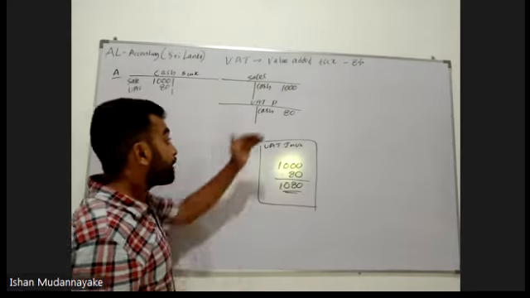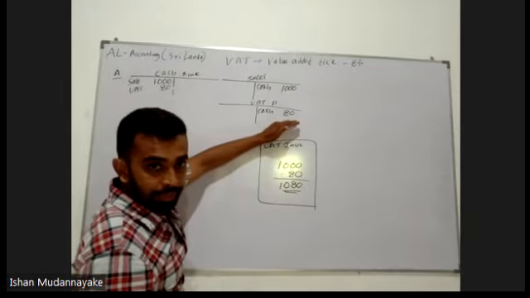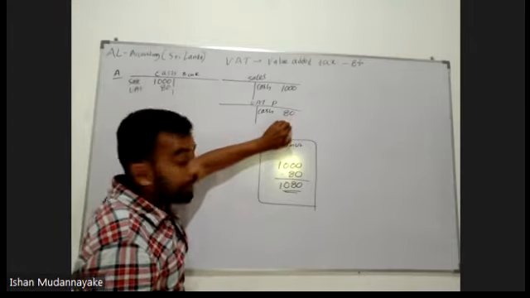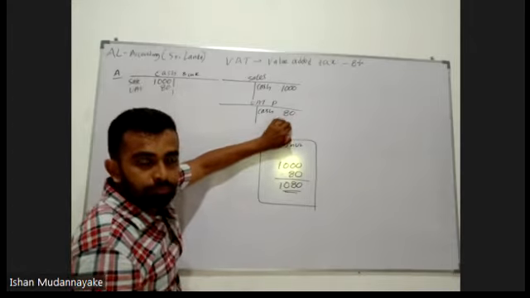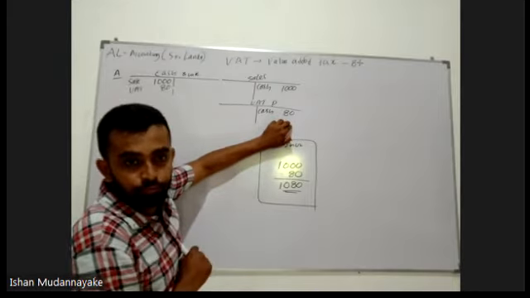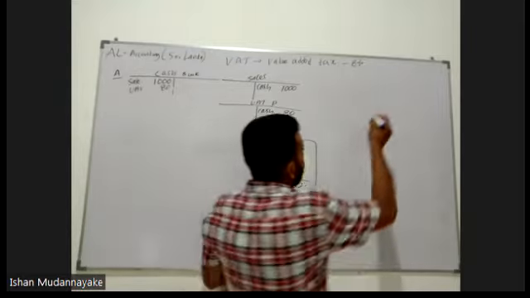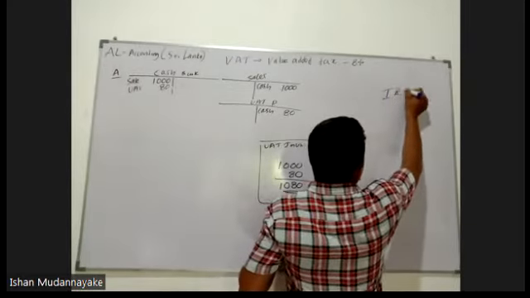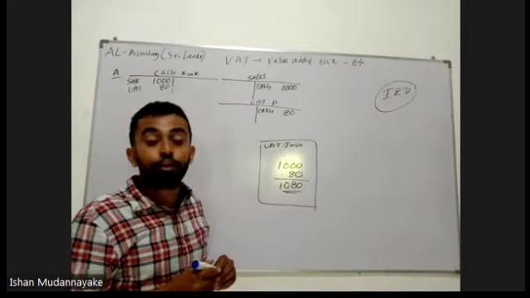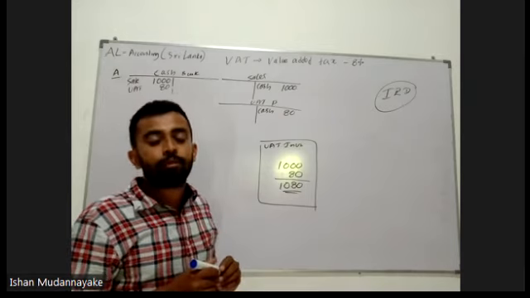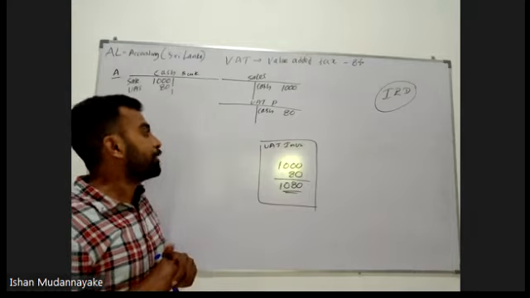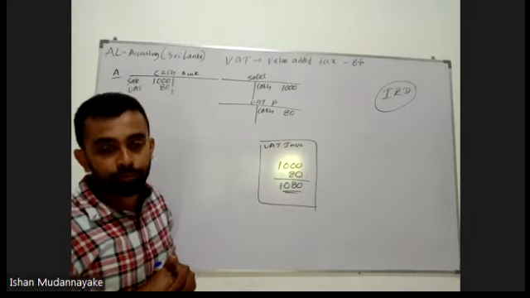Right. After collecting this 80 rupees by company A from company B, this amount should be paid to the Department of Revenue. Company A cannot retain this 80 rupees. This 80 rupees belongs to the government. It is government property. So company A pays this 80 rupees to the Department of Revenue.